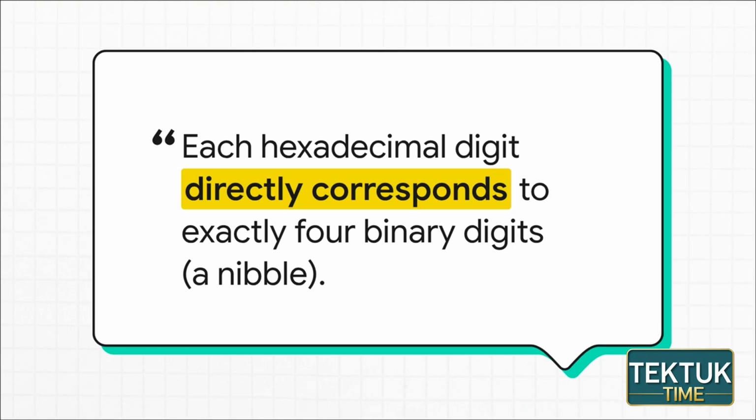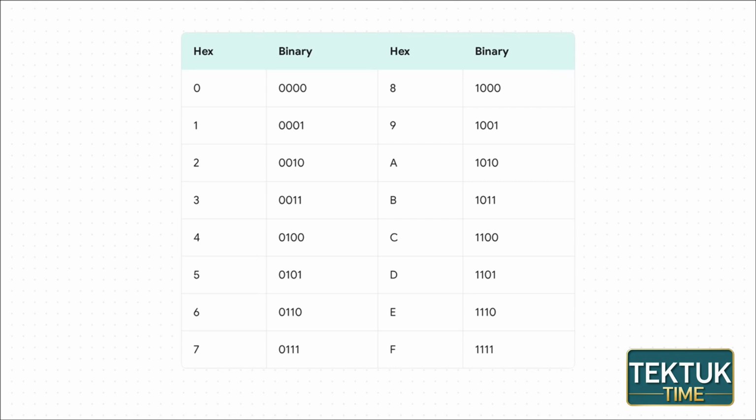That's the shortcut. And this is basically the cheat sheet. It's the decoder key that makes it all work. As you can see, every single hex symbol, from 0 all the way to F, has its own unique 4-digit binary code. There's no complicated math here, it's just a simple swap. A is always 1010, F is always 1111. You just look it up.